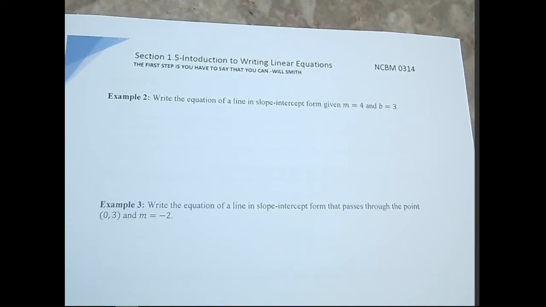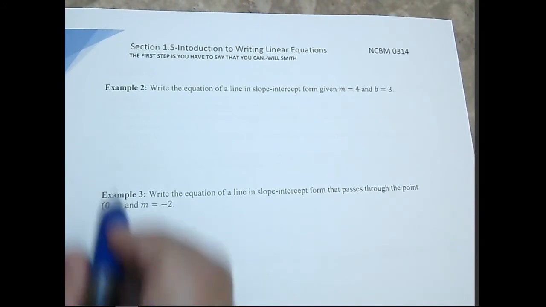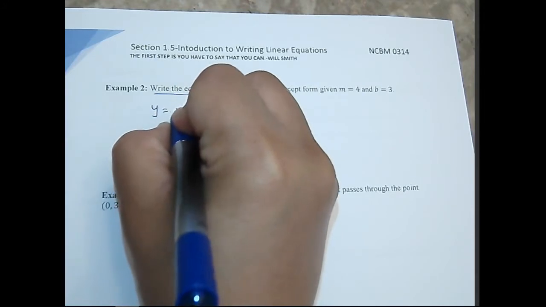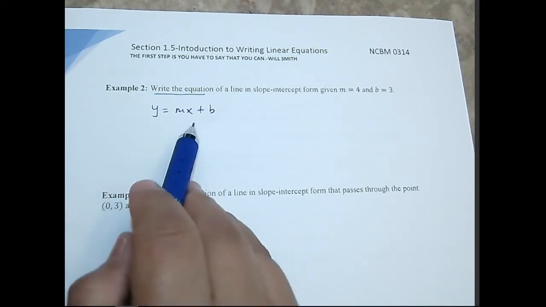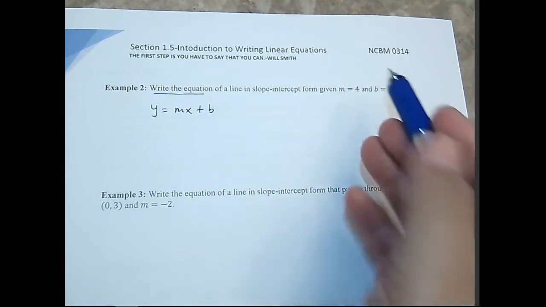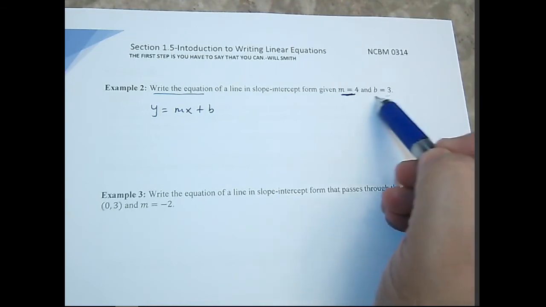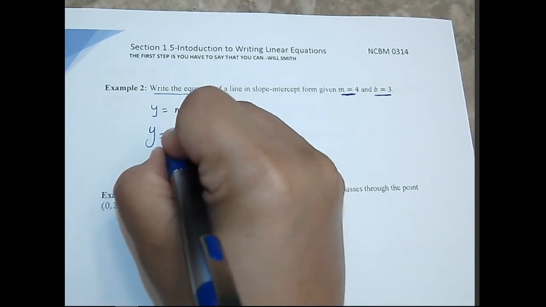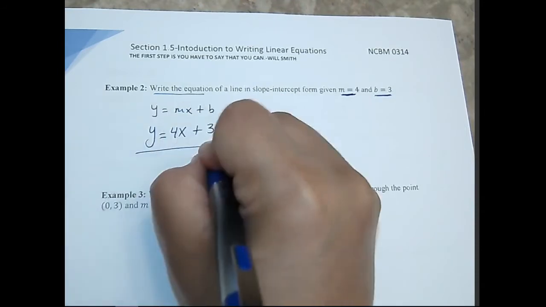Example 2, write the equation of a line in slope-intercept form given m equals 4 and b equals 3. Anytime they say write the equation, the first thing I like to do is write down my slope-intercept form. The reason is that it reminds me that at the end, my equation will look something like this. Then I ask myself, have they given me the slope? They have, m is equal to 4. And have they given me the y-intercept? They have as well. So I'm just going to substitute those values. So m is 4, and then we have x plus b, which is 3.